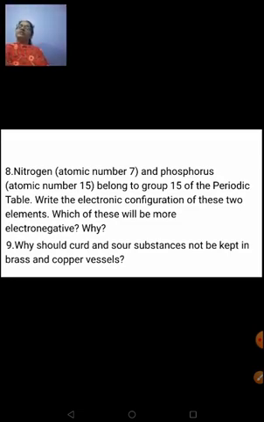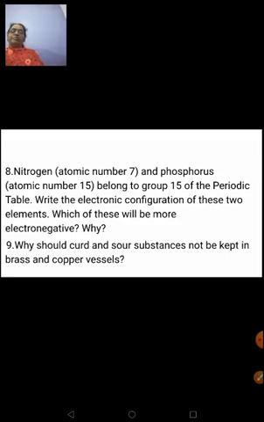Okay. Now next question. Why should curd and sour substances not be kept in brass and copper vessels? Okay. So you all know this curd and sour substances are acidic in nature. So when they are kept in copper vessels, copper is a metal, it will undergo some reaction. Brass is an alloy of copper and zinc. Obviously, it will also undergo some reaction. That is why you should not keep these substances which are acidic in nature in vessels which are made of metals or alloys.